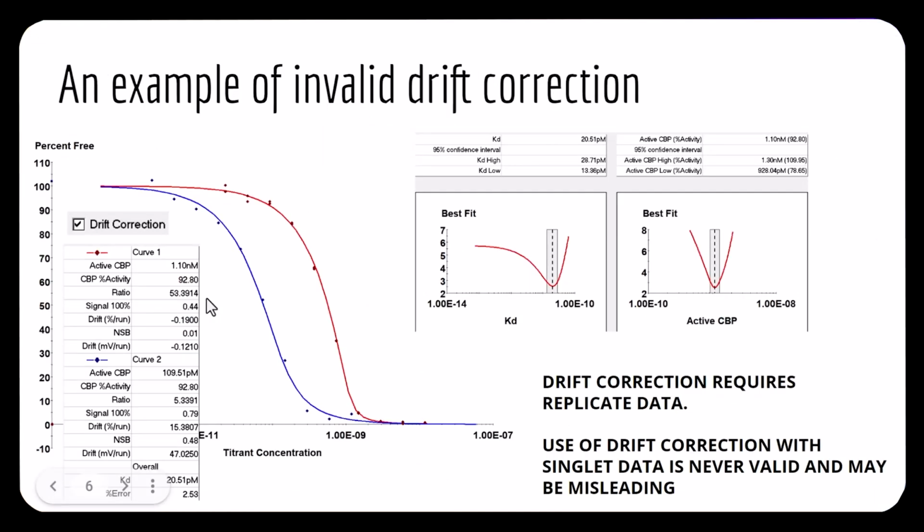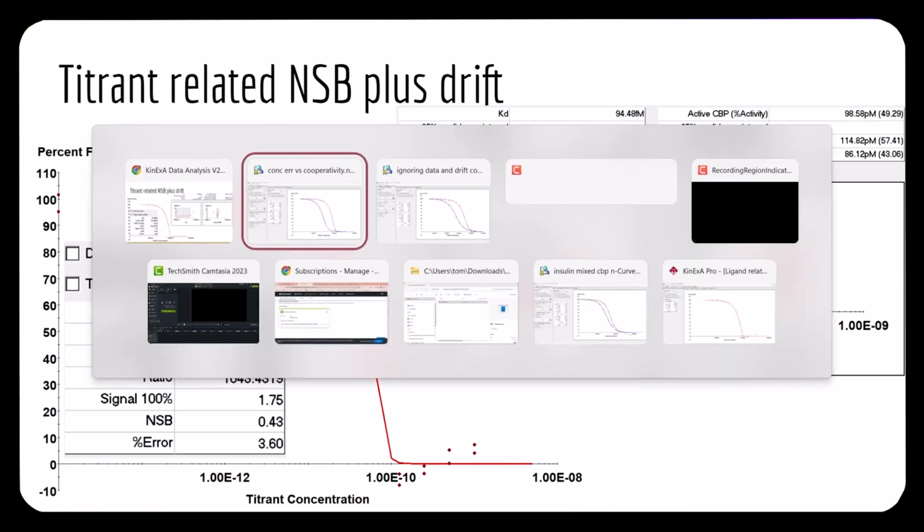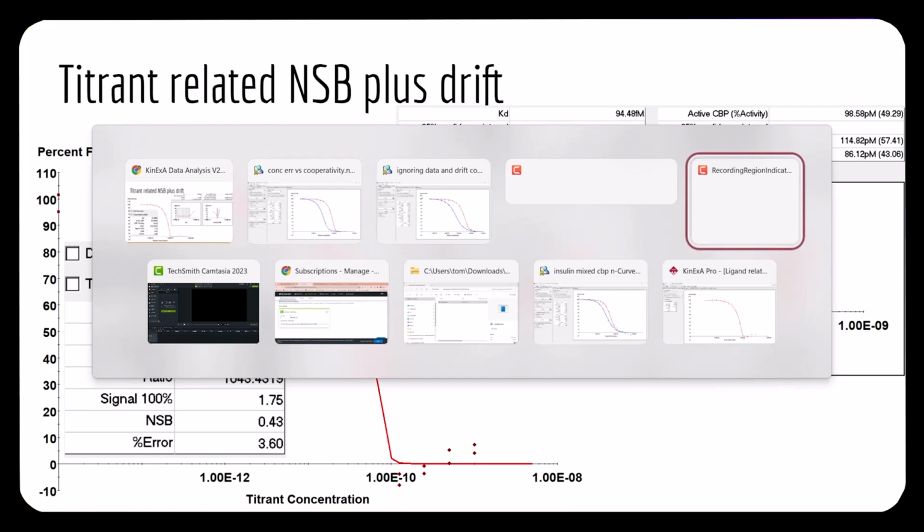And my next case study, that's an invalid use of drift correction. That's what I just showed you. Drift correction requires replicate data. Use of drift correction with singlet data is never valid and may be misleading. Yes, that's what we just saw. Okay, I have another example here, titrant-related NSB, and this one is in the KinExA Pro.